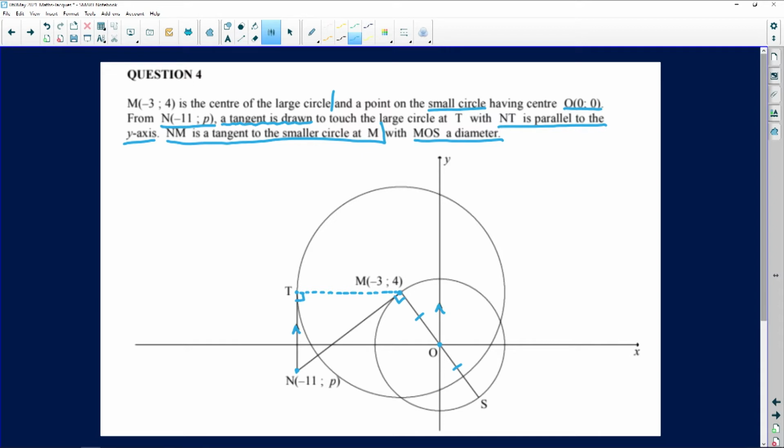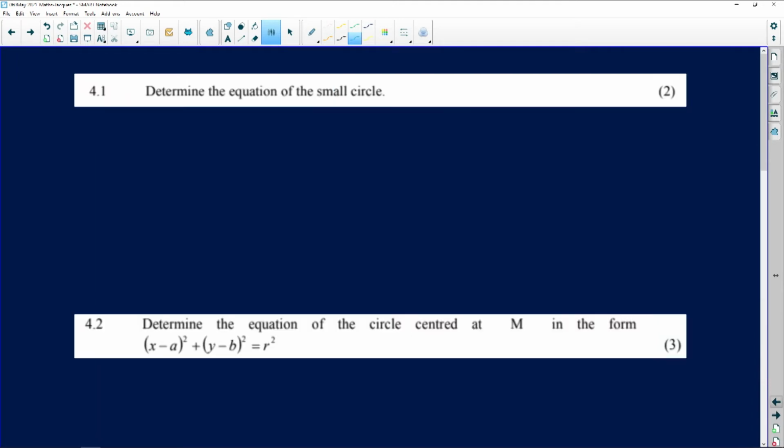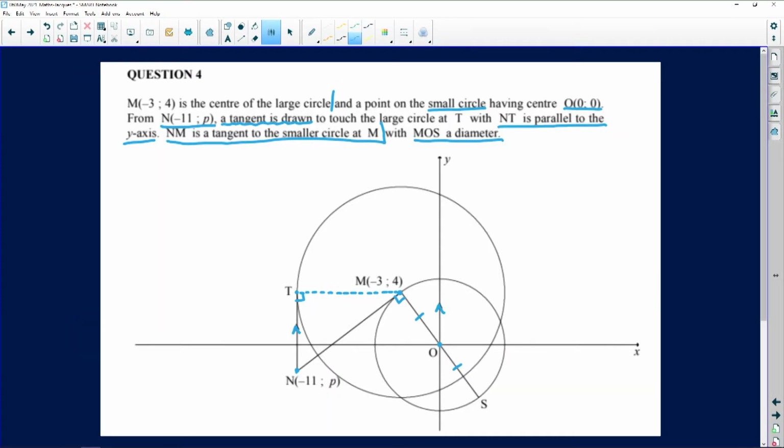Okay, so let's see what is the first question that they ask. They ask us to determine the equation of the small circle. Now, folks, if you can remember, the small circle was centered at the origin (0, 0), and it had a point that passed through it. Just remind yourself, it's centered at (0, 0), and it passes through M.